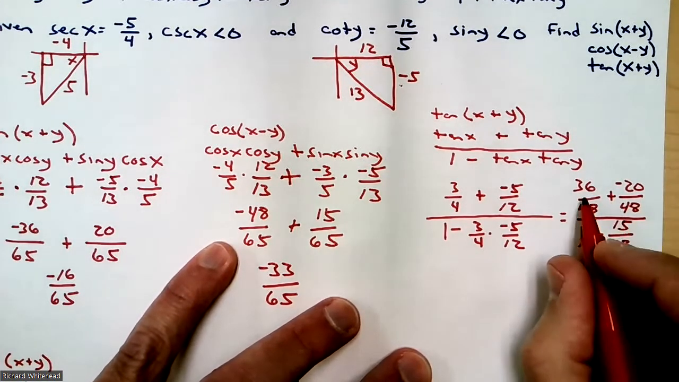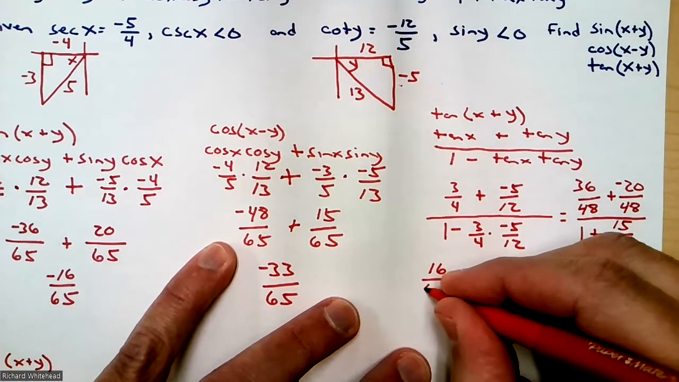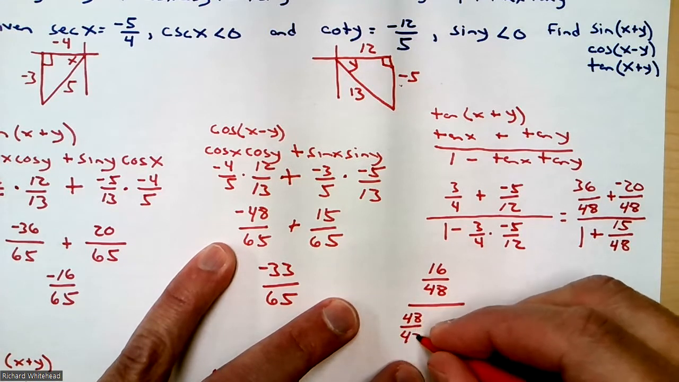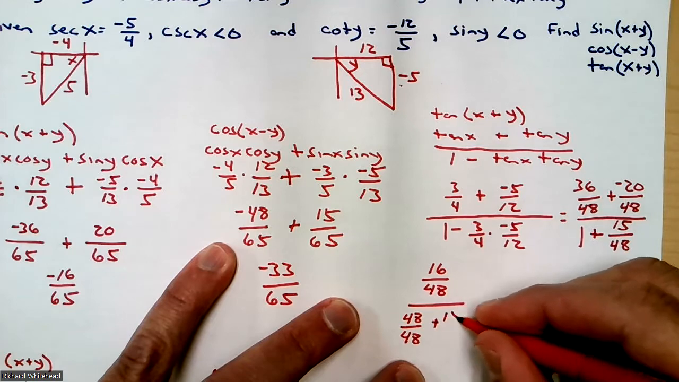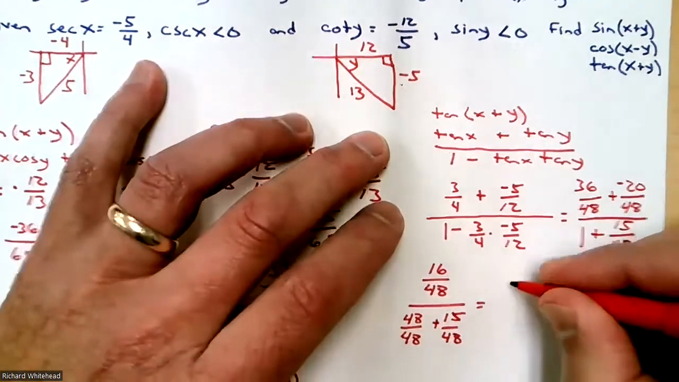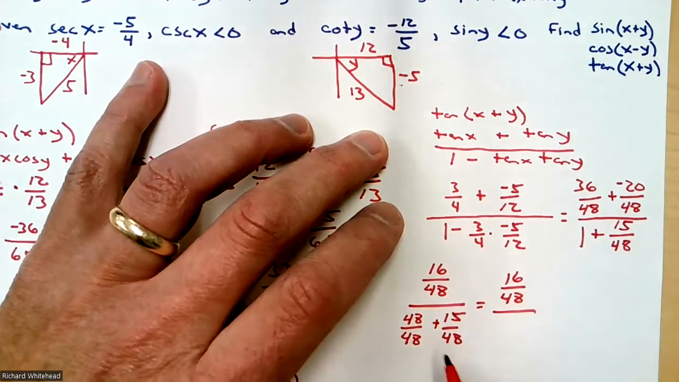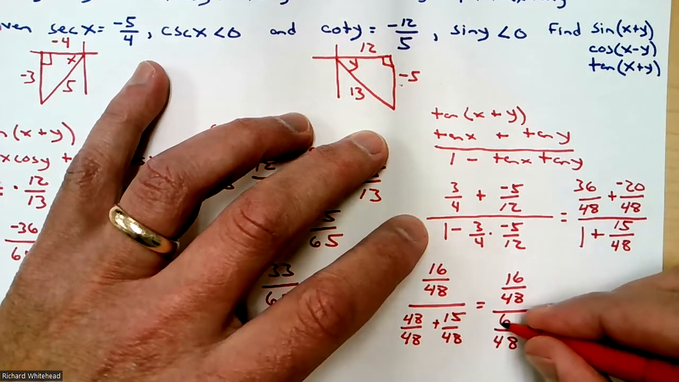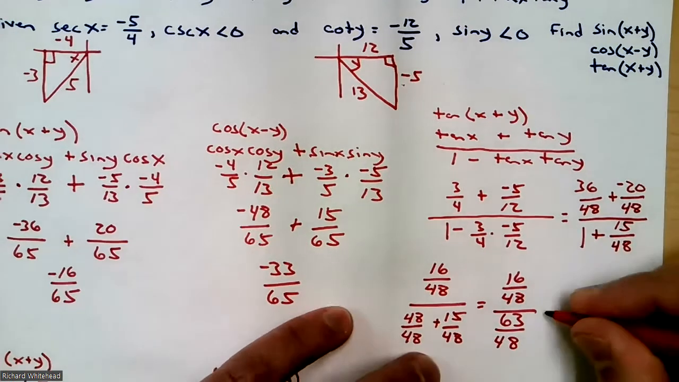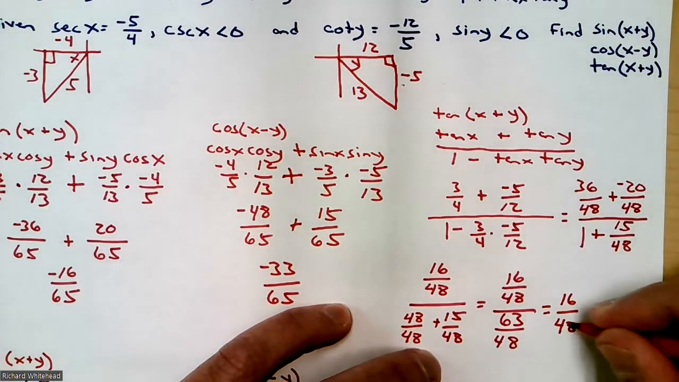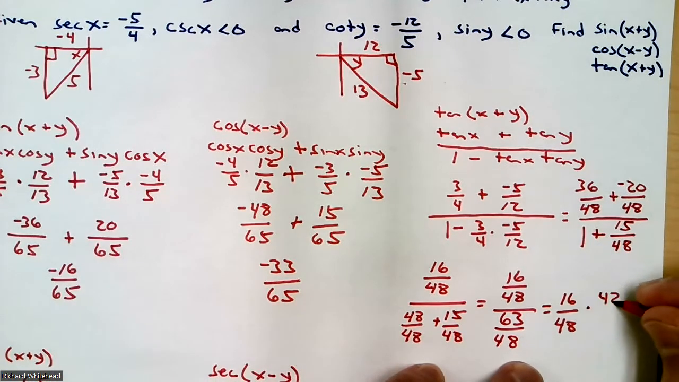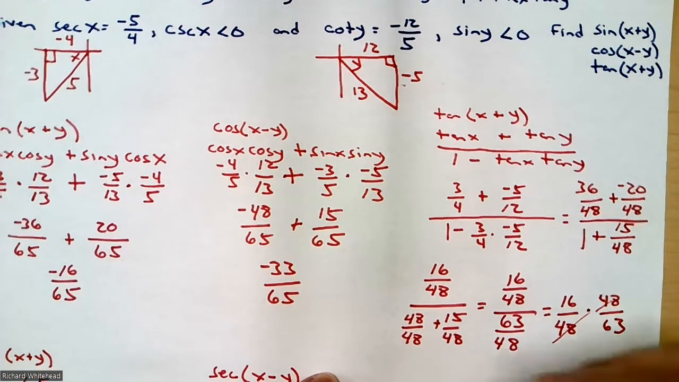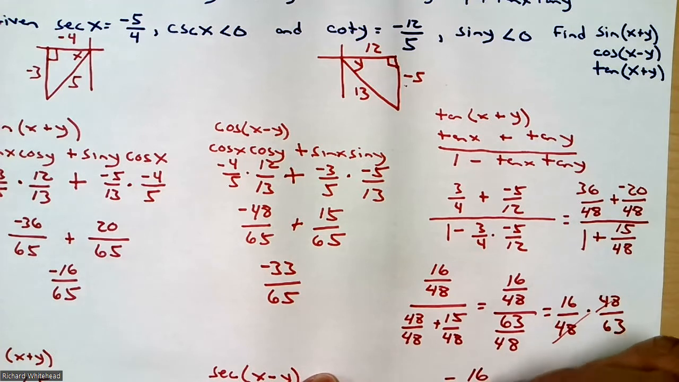So what do we have here? 16 over 48 over, okay, I'm going to write this step, even though you probably don't need to. The 1 is 48 over 48 plus 15 over 48. So I have 16 over 48 over 63 over 48. Now, as we've been knowing since we were little kids, we can multiply by the reciprocal of the denominator, and how convenient, the 48s cancel and leave me with 16 over 63.